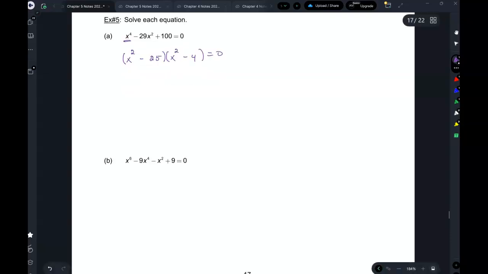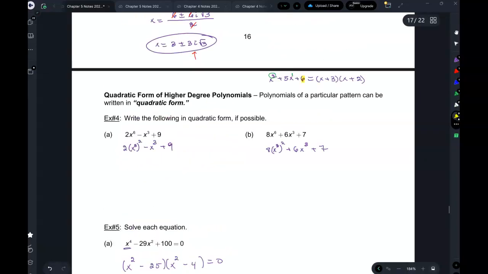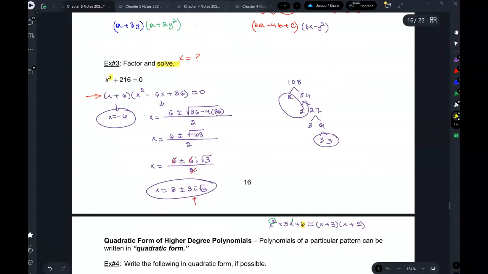Oh, but look, I can go further. X plus 5, x minus 5, x plus 2, x minus 2 equal to 0. So here, x is plus or minus 5, x is plus or minus 2. Okay? Remember how we were talking about degrees and x-intercepts? However many, whatever the degree is, that's up to how many zeros you can have.